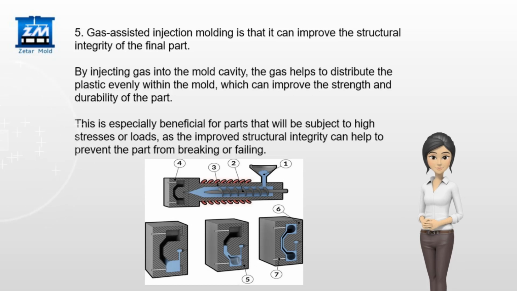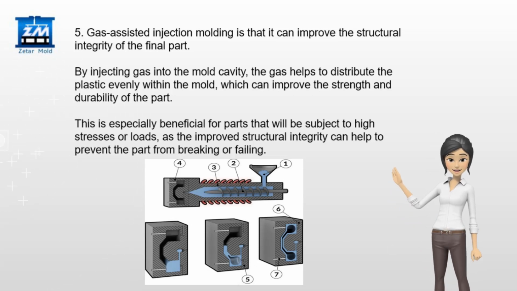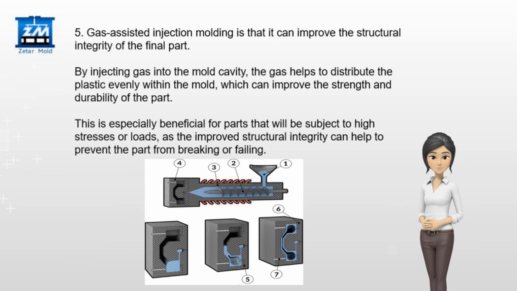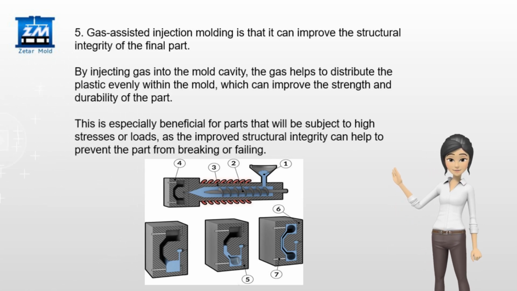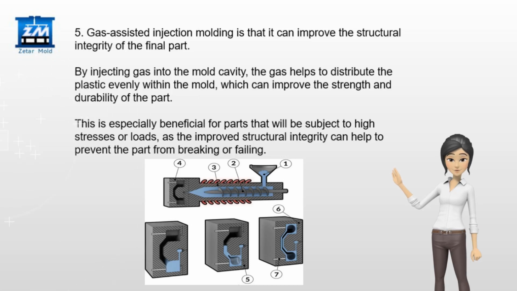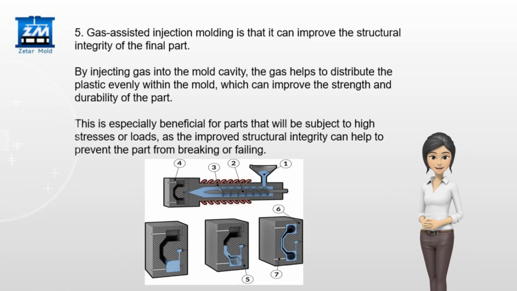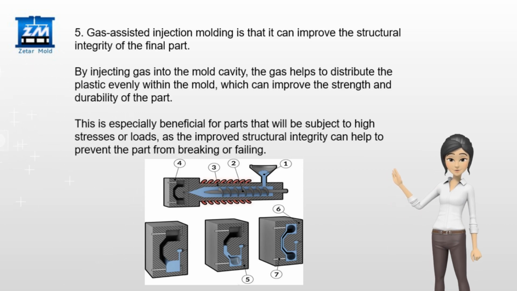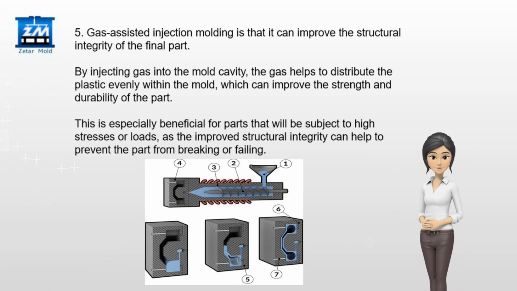5. Gas-assisted injection molding can improve the structural integrity of the final part. By injecting gas into the mold cavity, the gas helps to distribute the plastic evenly within the mold, which can improve the strength and durability of the part. This is especially beneficial for parts that will be subject to high stresses or loads, as the improved structural integrity can help to prevent the part from breaking or failing.